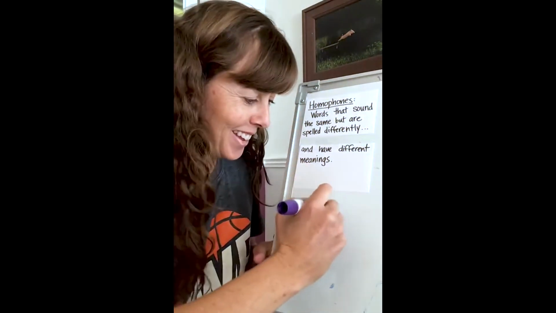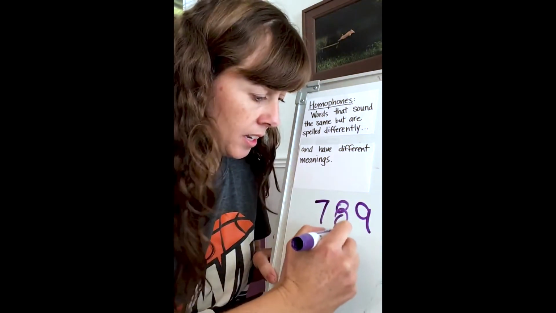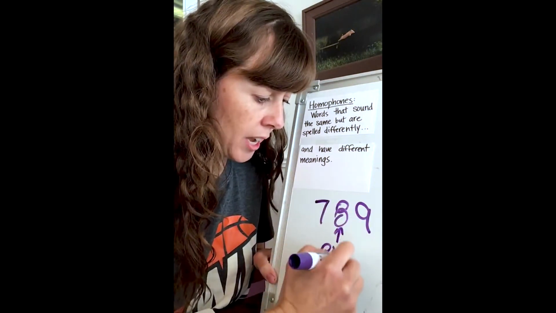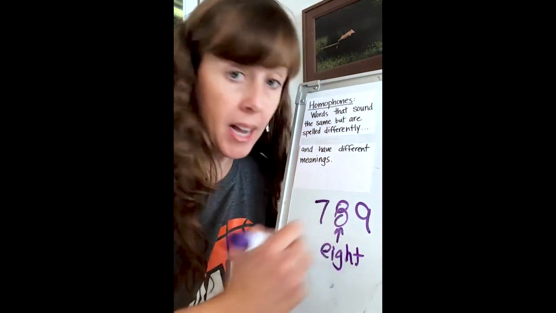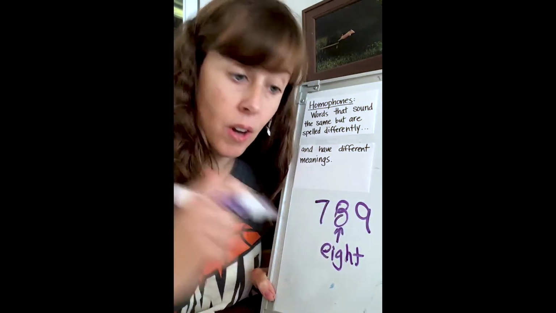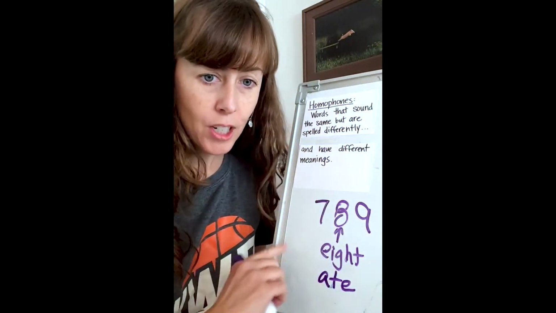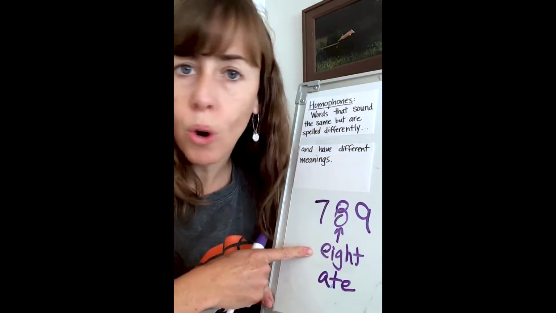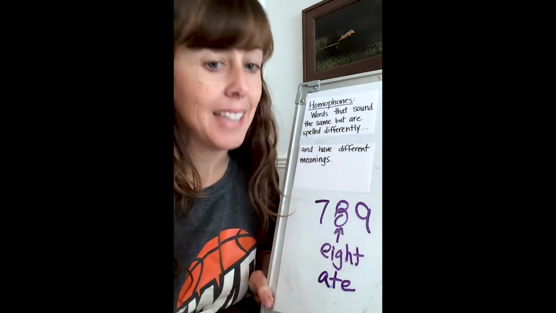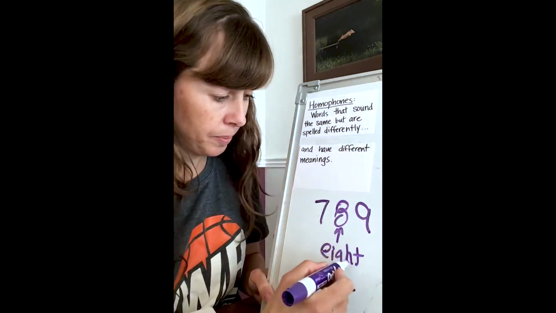All right, so 7, 8, 9, right? 8 is a number, E-I-G-H-T, but it is also something that people do, right? We eat, or we can say ate. That's the past tense, okay? Check those words out. They look totally different, but they sound the same, and they have different meanings.